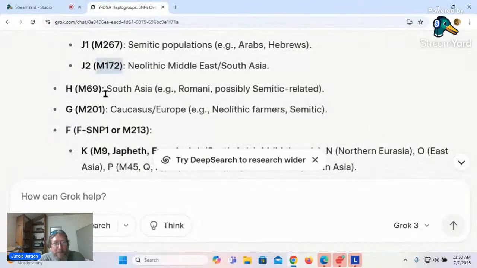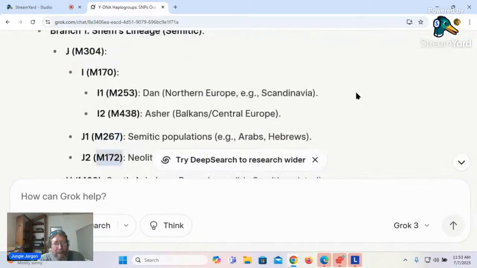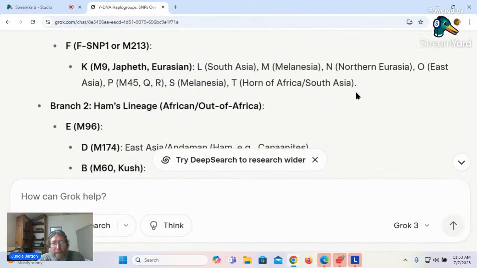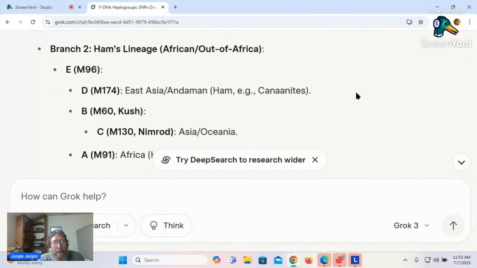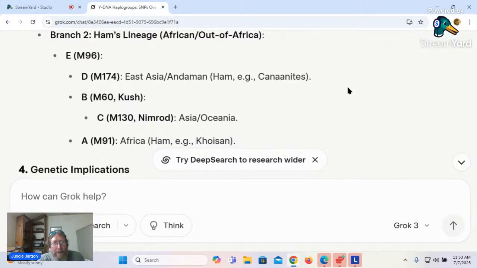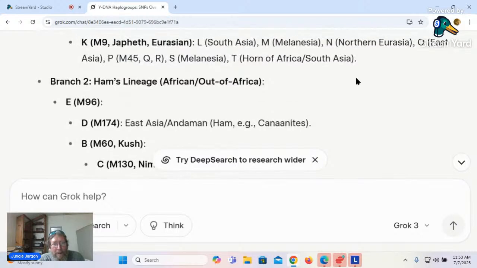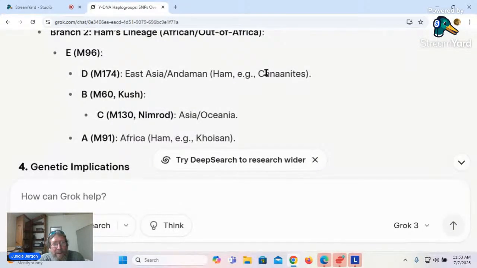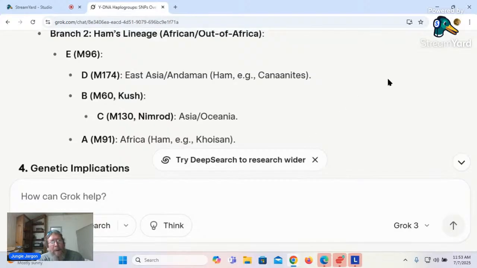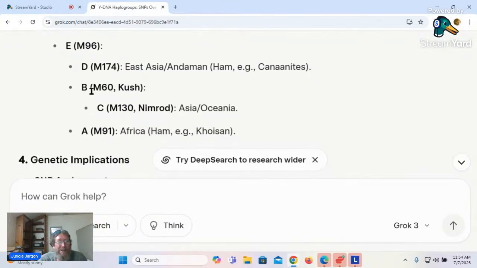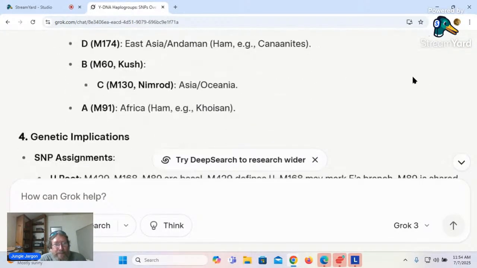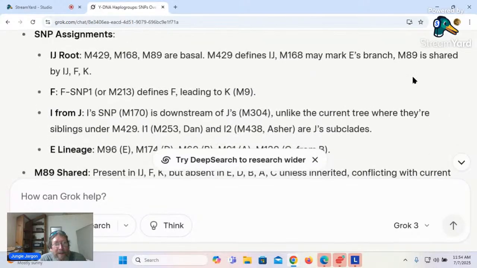Okay, H has its own, G has its own, but they're all M89. There we go. Okay, we got E, then D, then B, then A. And I have to explain who D, B, and A are. At least he has C under Kush. Okay. I have to explain who's who.